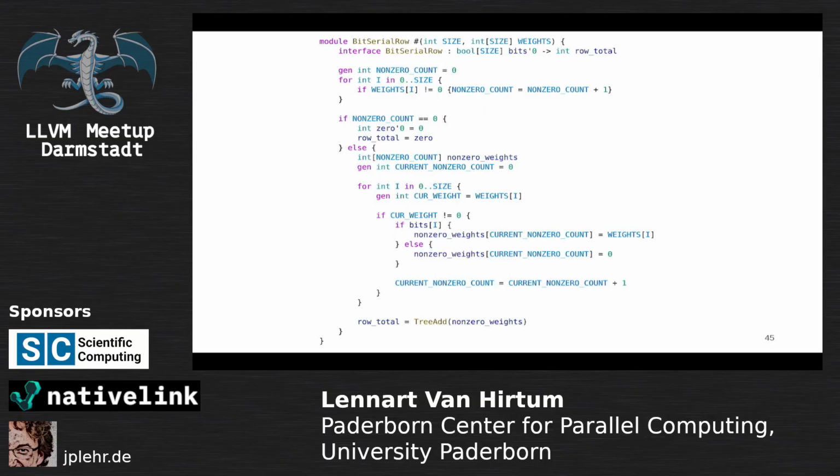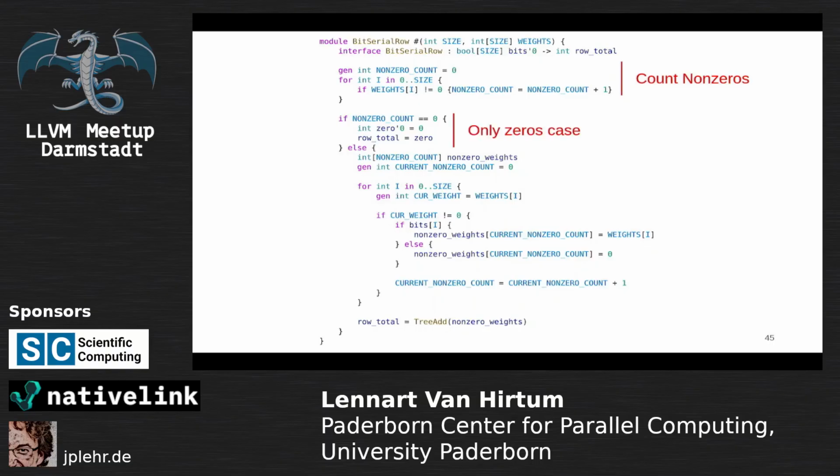So let's get implementing. We'll start from the bottom with the bit serial row. At the top, we get our size, we get our weights. We get in our bits, and we want to output the total of the row. What we first do is we count all of the non-zero values.